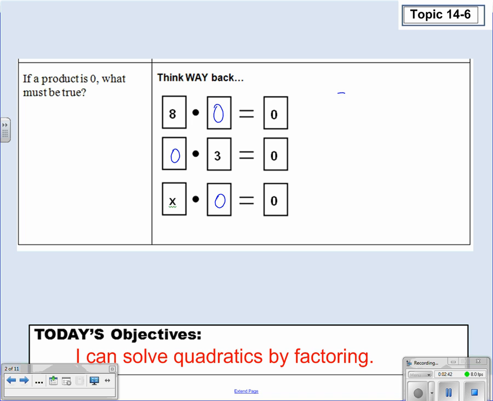We can also have that both numbers are 0. So 0 times 0 also equals 0. So what we find here is if we have a product that's equal to 0, then at least one of those numbers must be equal to 0.